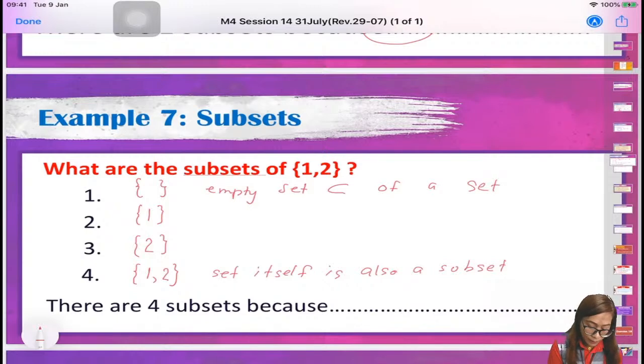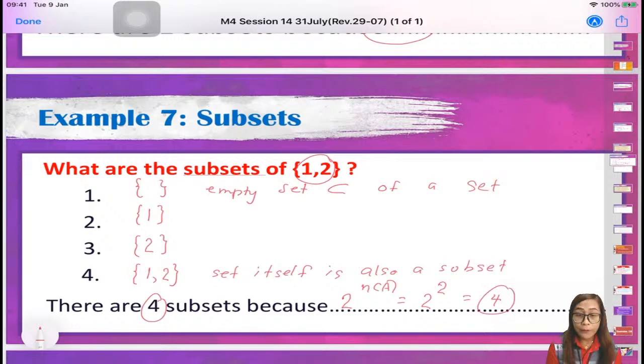So there are 4 subsets because according to the formula, which is 2 to the power of n of A, how many elements are there in the given set? There are 2 elements. So we'll have 2 squared, which is equal to 4. That's why there are 4 subsets of the set of 1, 2. Not 5, neither 3, or 2. There are 4 subsets. No more, no less.